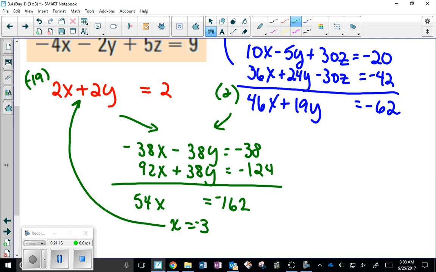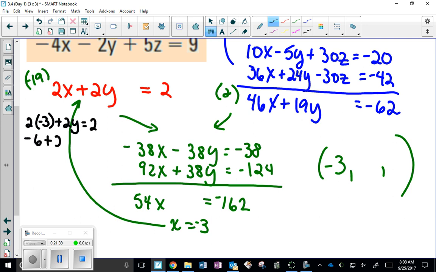All right, so I got 1. I got a negative 3, and that is my x. So that'll be my first one. All right, going back upstream, let's plug that negative 3 in for x. And that's going to give me 2 times negative 3 plus 2y is 2. Negative 6 plus 2y is 2. 2y is 8.